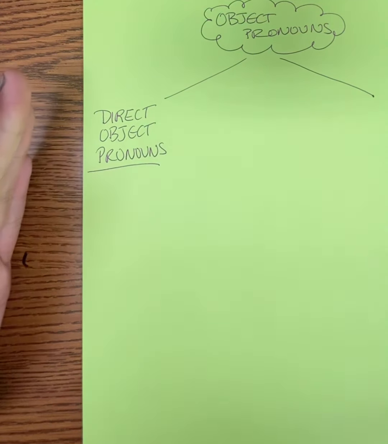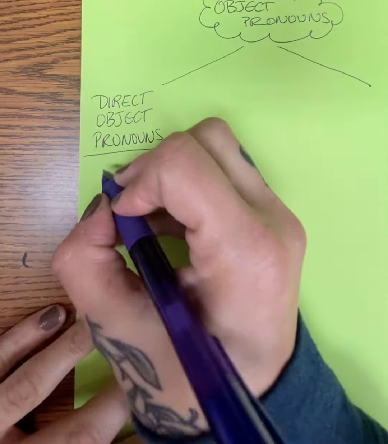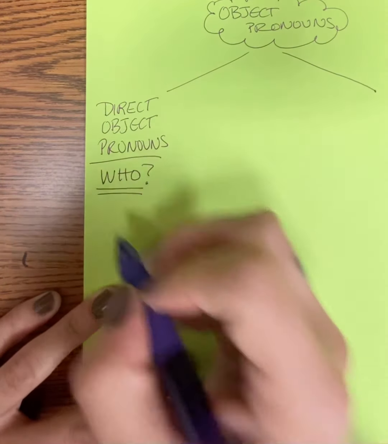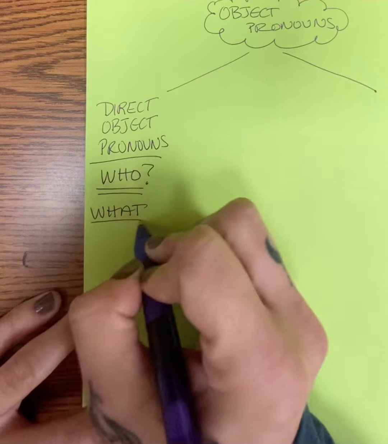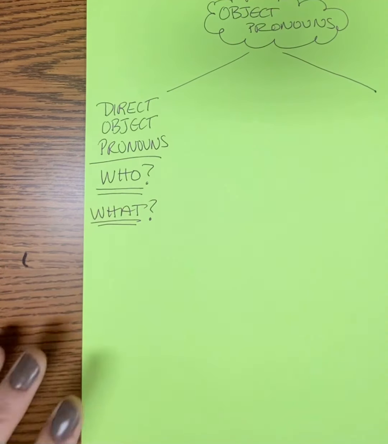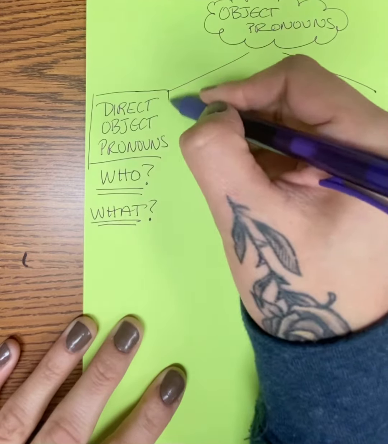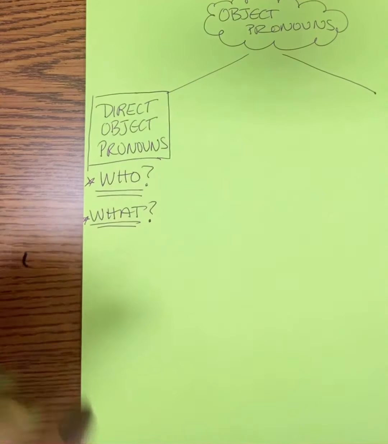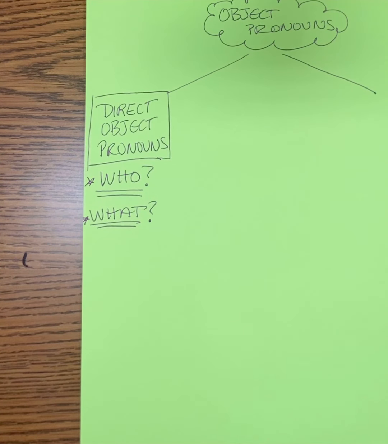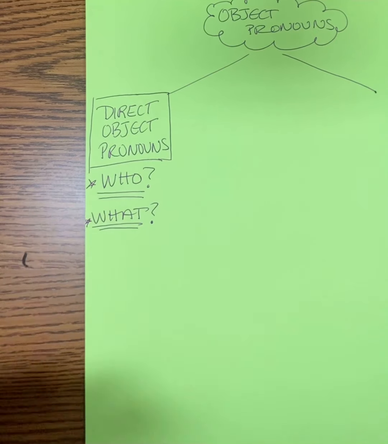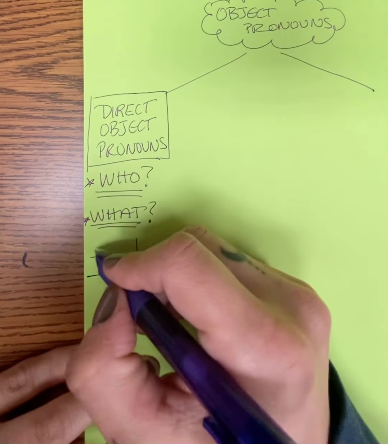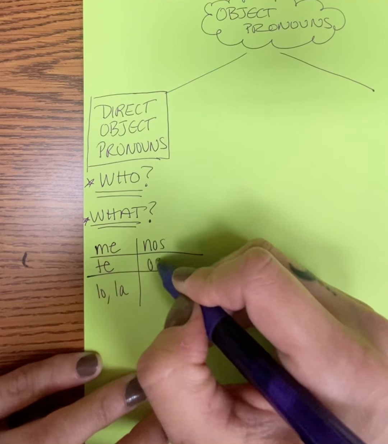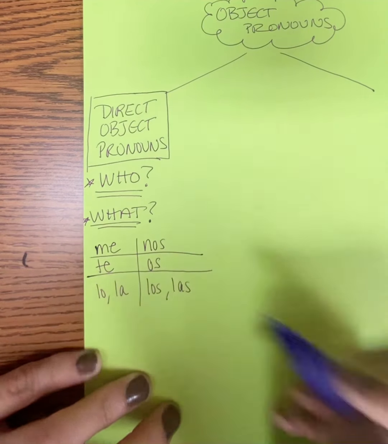So first thing to note, they answer two questions. They answer who and what. Okay? Direct object pronouns answer who and what. Before I give you an example of how they answer who and what, let's go ahead and break it down here with a chart showing you what these pronouns are. Me, te, lo, la, nos, os, los, and las.